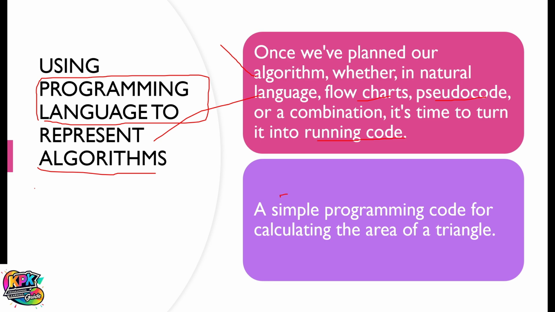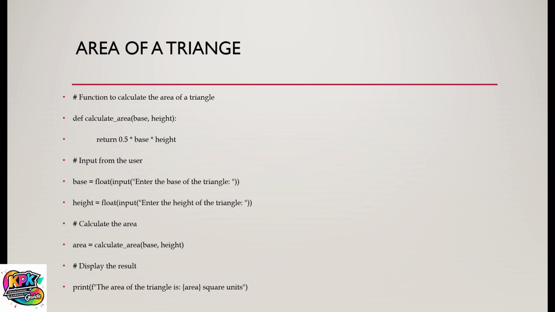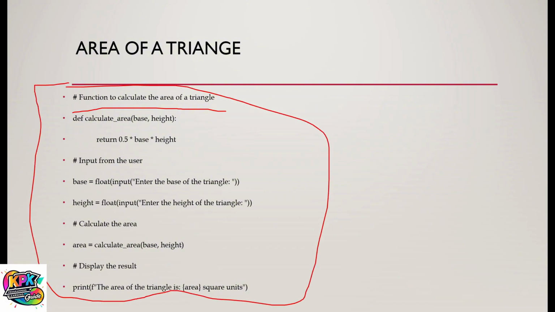So let's look at a simple example of a Python program that is used to calculate the area of a triangle. Here we are defining a function. What is a function? We'll look at that in detail, but a function is a piece of code that performs a specific task that may be reused. This language is Python. Everything here is in Python.